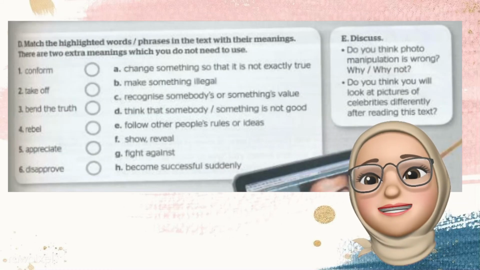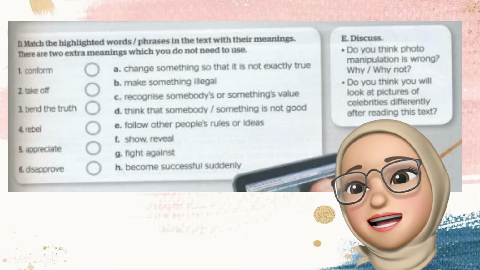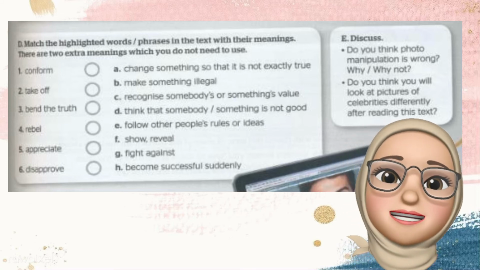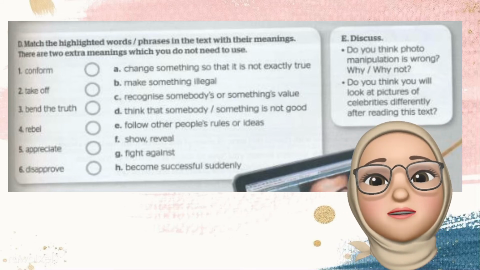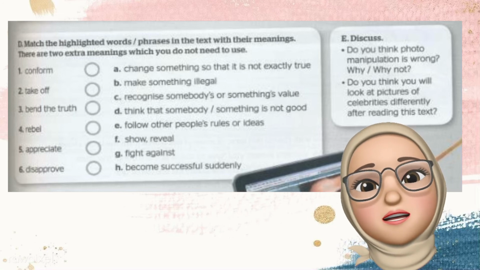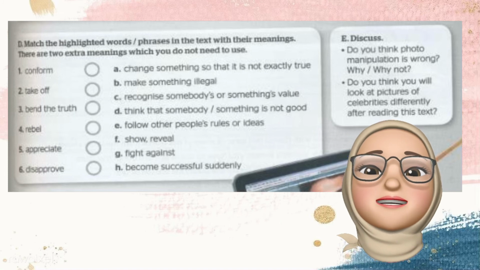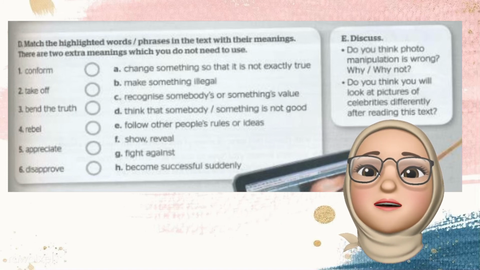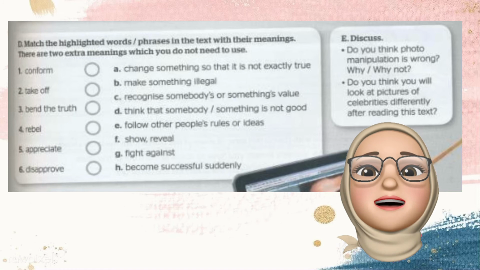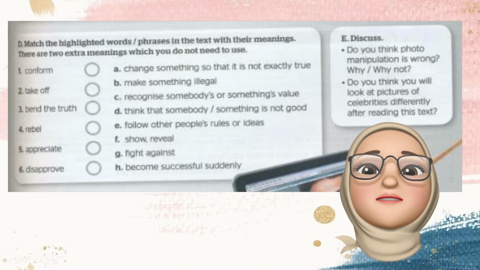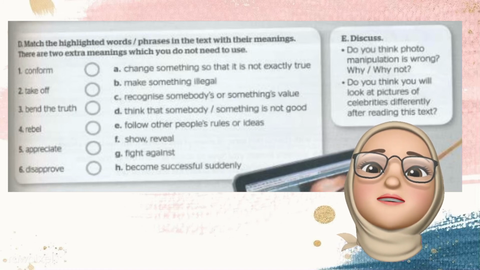Now, move on to exercise D. Match the highlighted words and phrases in the text with their meanings. There are 2 extra meanings which you do not need to use. There are 6 words that are highlighted in the text. Number 1, confirm. Number 2, take off. Number 3, bend the truth. Number 4, rebel. Number 5, appreciate.